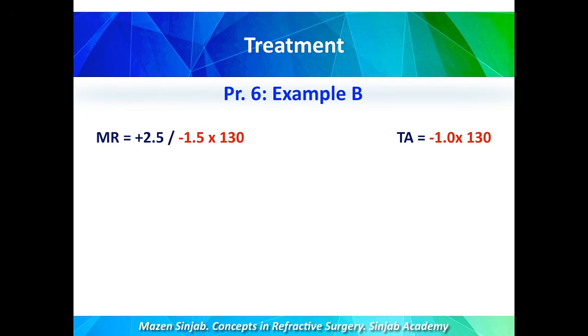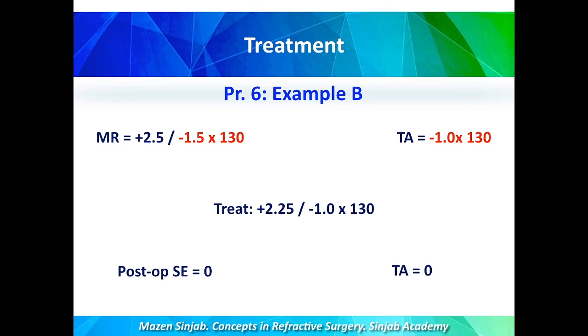Another example, a patient has manifest refraction plus 2.5 sphere minus 1.5 cylinder at 130, and his topographic astigmatism is minus 1 at 130. So in this case, I'm going to treat plus 2.25 sphere minus 1 cylinder at 130. As you see here, I choose to treat the topographic astigmatism, which is minus 1, and the difference between the topographic and the manifest is 0.5. Half of it will be added to the sphere in order to obtain the same spherical equivalent. In this case, the postoperative spherical equivalent will be 0, and the topographic astigmatism also will be 0.